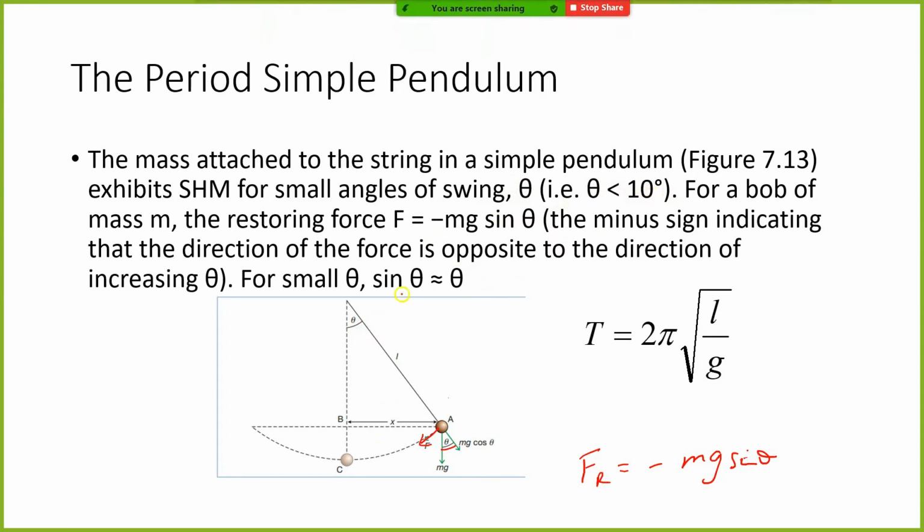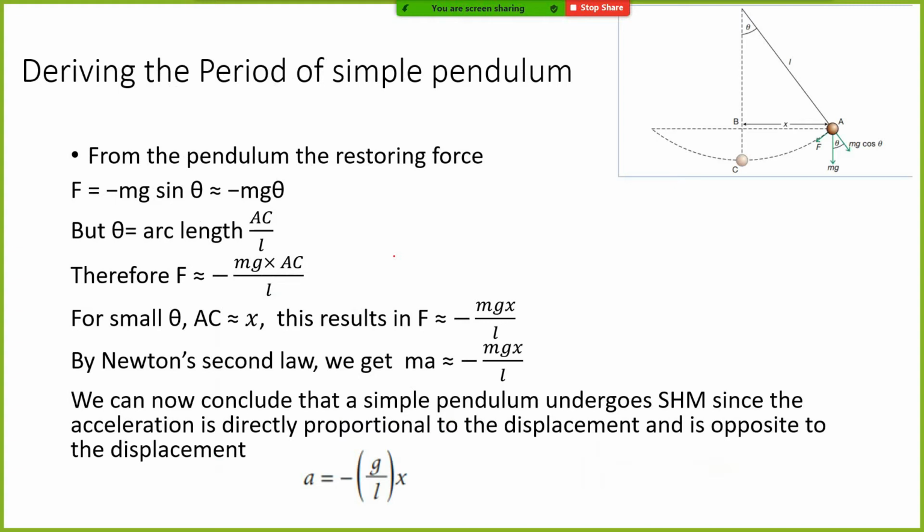For that reason, we say that sine theta is approximately equal to theta, right? Because the angle is very small, we come to an approximation to say that sine theta is equal to theta, all right? And we're going to see how that comes into play eventually when we move on to the next slide, right? So here it is now.